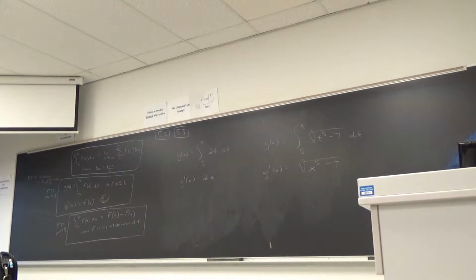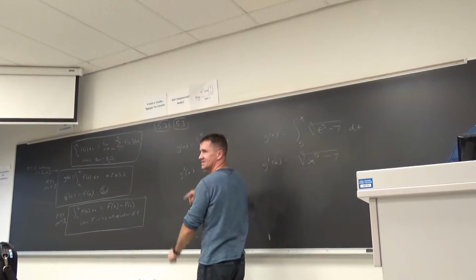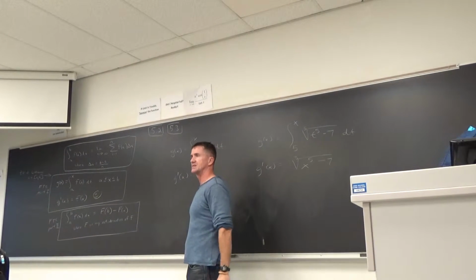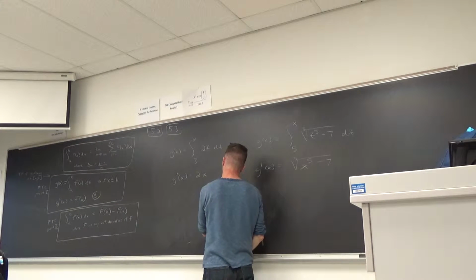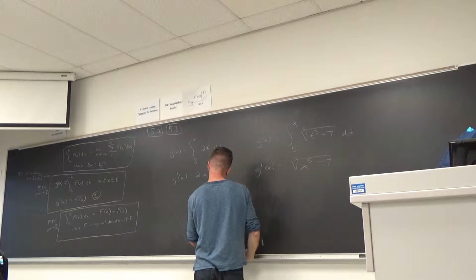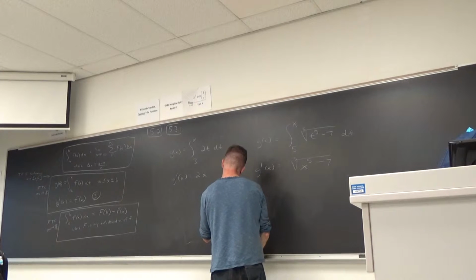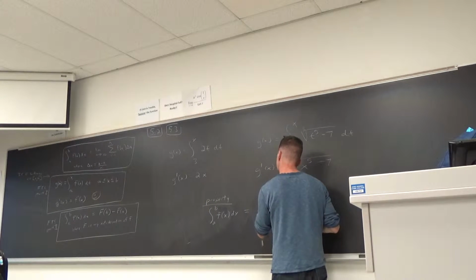Now, your question. What if this switches around? That means the whole thing gets reflected on the x-axis. There's a property of integrals, and it says this. Can you switch things like this?